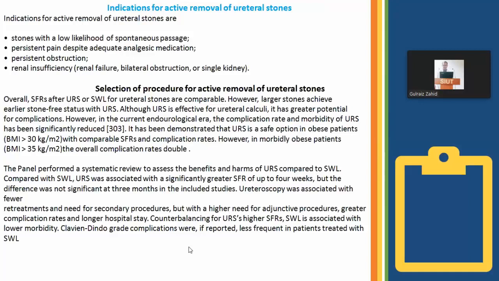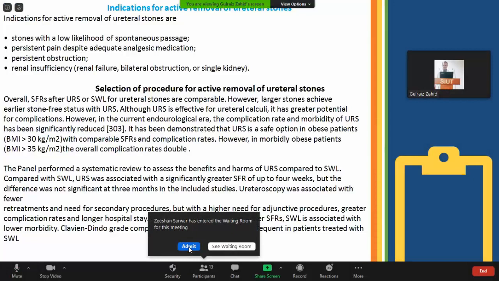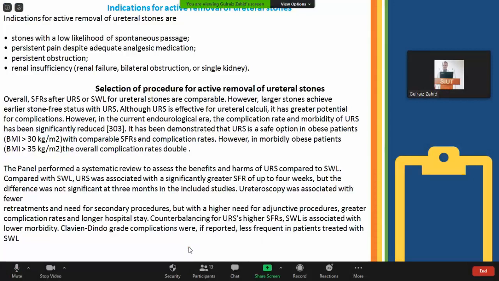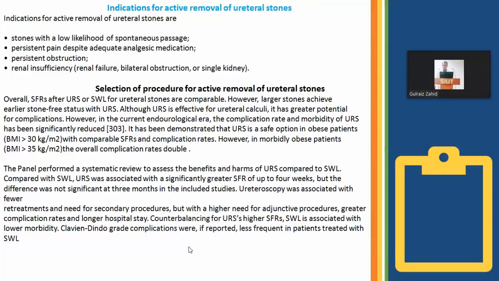Selection of procedure for active removal of ureter stones. Overall, stone-free rates after URS or SWL for ureter stones are comparable. However, large stones achieve better stone-free status with URS. Although URS is effective for ureteral calculi, it has greater potential for complications. However, in the current endourological era, the complication rate and morbidity of URS has been significantly reduced.